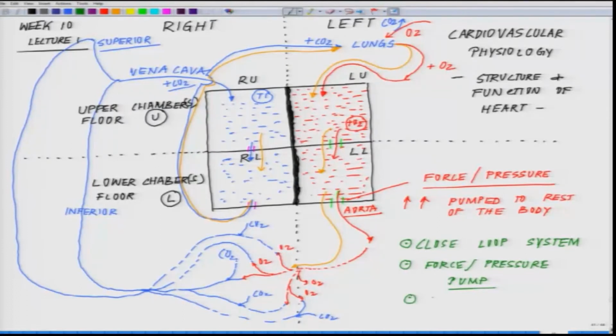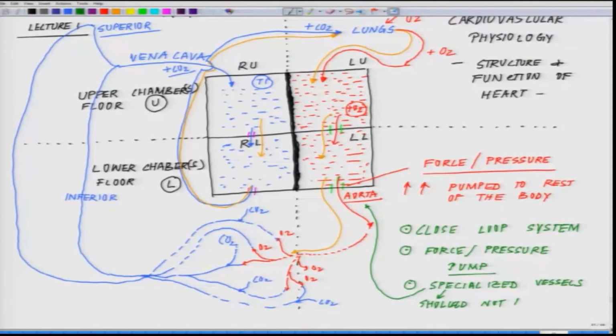Then the system required specialized vessels. Why does it need a specialized vessel? One such example is the aorta, superior vena cava. Second, why does it need specialized vessels? Because it should not allow backflow of blood. How is that being maintained?